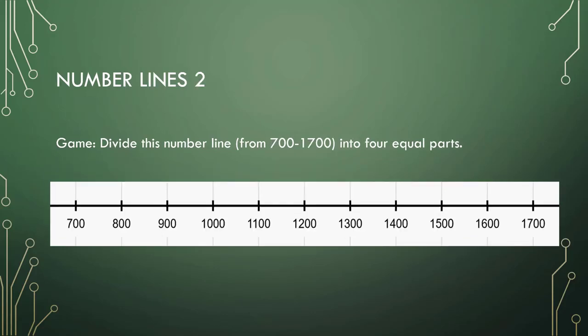This is the second number line, and we're going to look at this number line, and it goes from 700 to 1700. And if you're clever, you'll realize it's pretty much the same number line that we just had up, and we'll divide it in half and divide the halves into halves, and that gives us 4 equal parts.